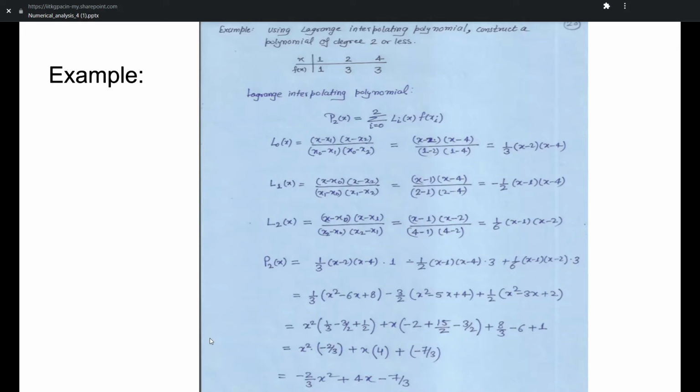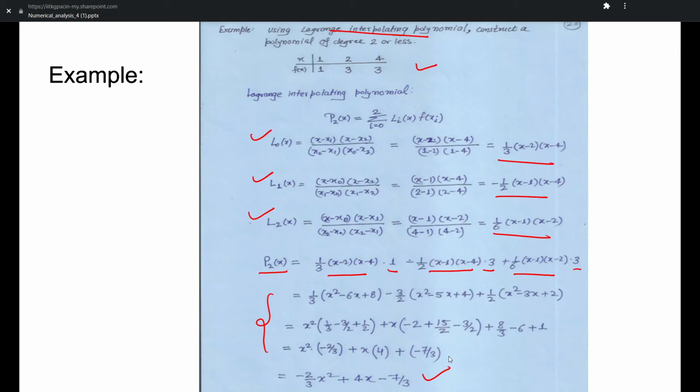So now let us look into an example. We are given three data sets, and we have to construct a polynomial of degree 2 or less using Lagrange's interpolating polynomial. At first we need to generate Lagrange's polynomials of degree 2, L0, L1 and L2. These are our L0, L1 and L2(x), and then we have to construct our polynomial. We have to multiply L0 with f of 1, L1 with f of 2 and L2 with f of 4, that is equal to 3, and then simplify this expression to get this polynomial.